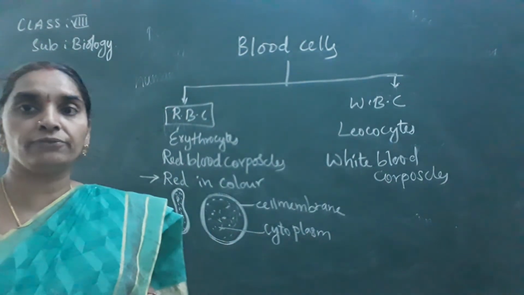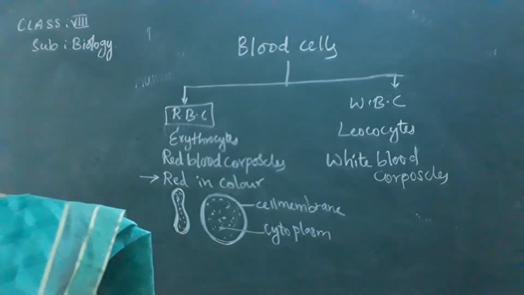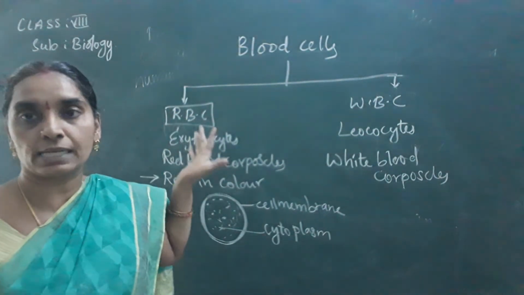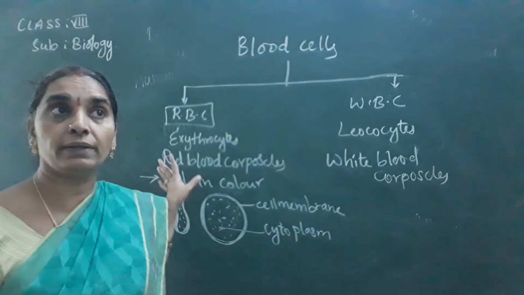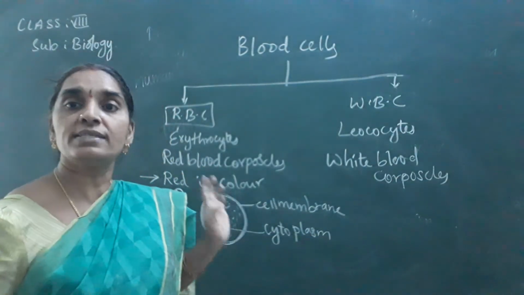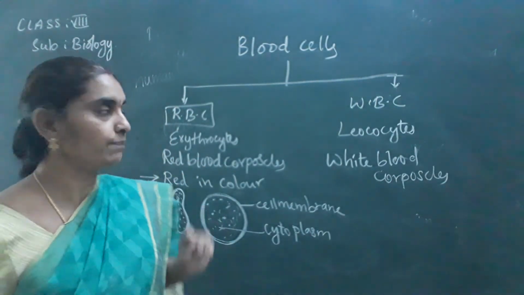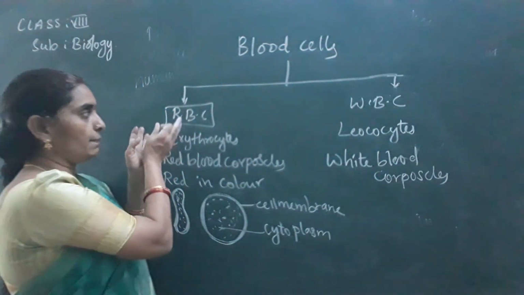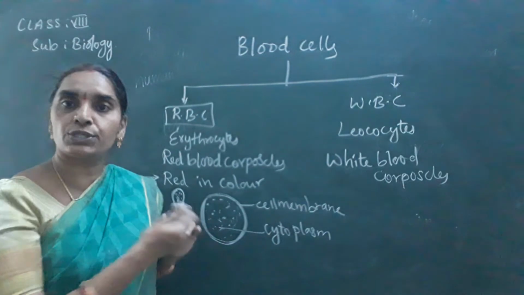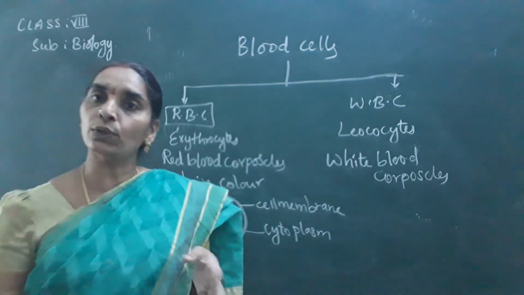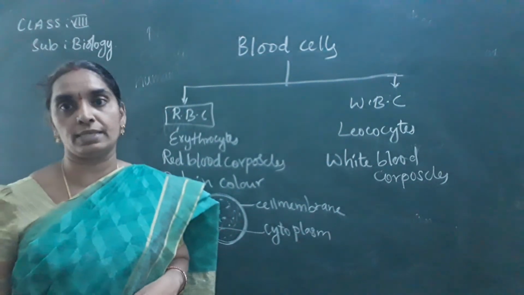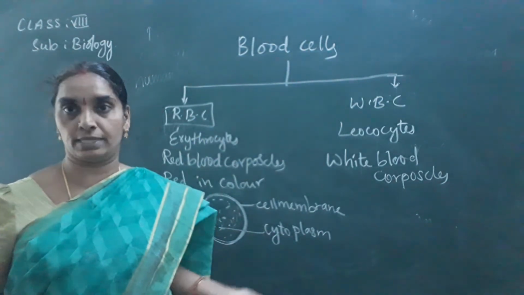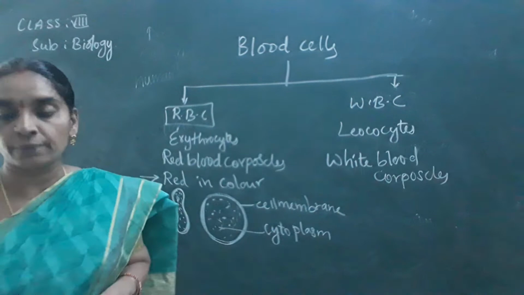There are millions of RBC, that is red blood cells, in our body. It ranges from 4.2 to 6 millions. That is about the RBC. The count varies from adults to children and also from male to female.